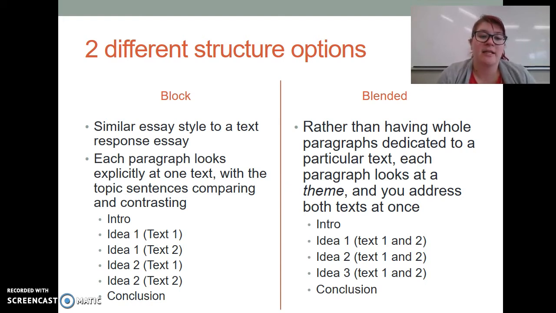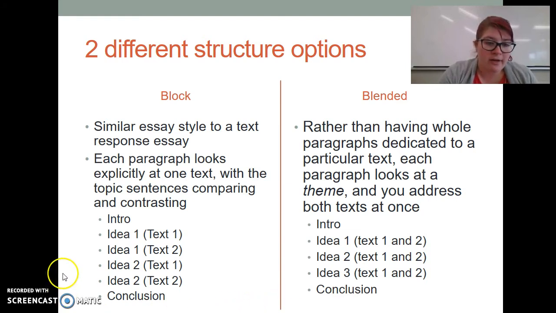The difference with that is you only have 2 ideas. You talk about the same 2 ideas for each text, so you're not going to get the extra level of sophistication and breadth that you would with 3 ideas, but it is easier to structure. So if you struggle with essay structure and you struggle with what to say, if you generally can't find that 3rd argument, a block approach might be better for you.